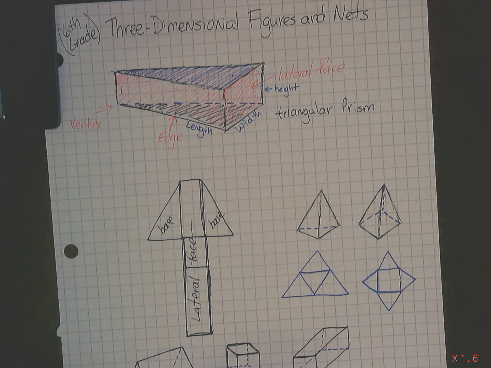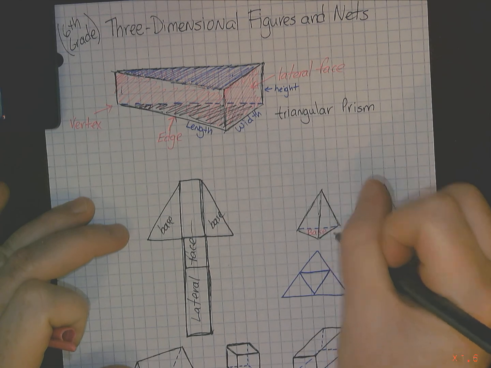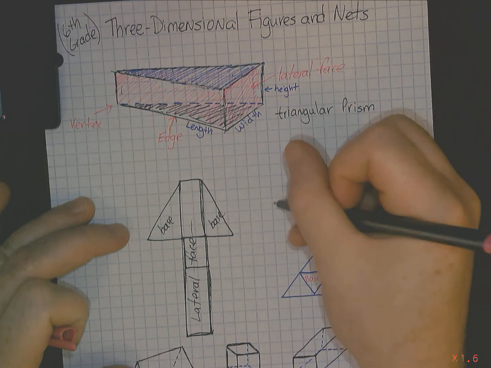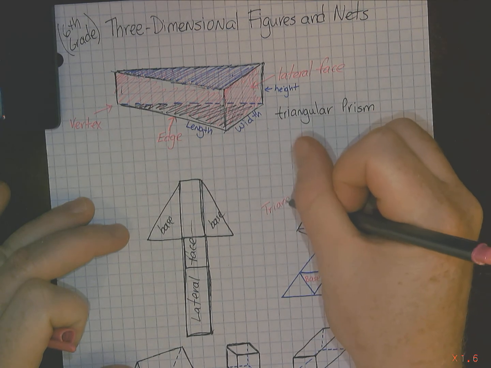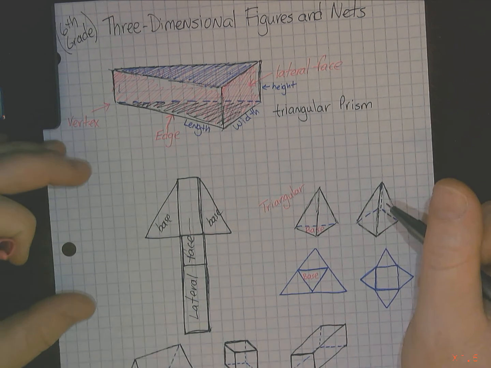The base is down here, so I'm going to write base down here. The base is a triangular shape. So you would think, well, it's got to be a triangular prism, right? Well, you're close. It is not a triangular prism. It's a triangular pyramid.